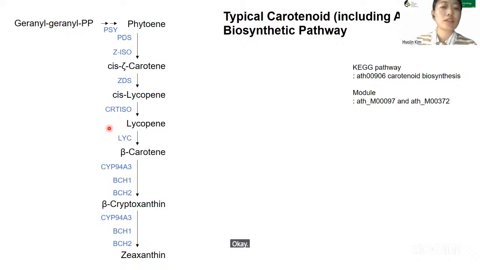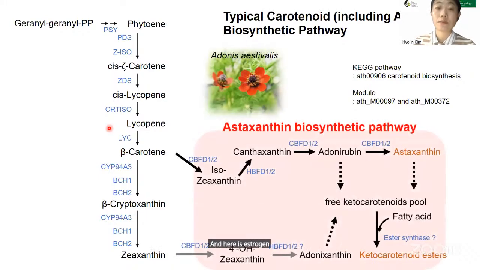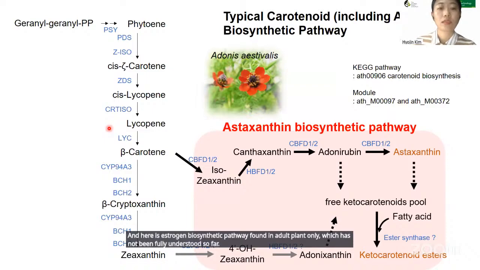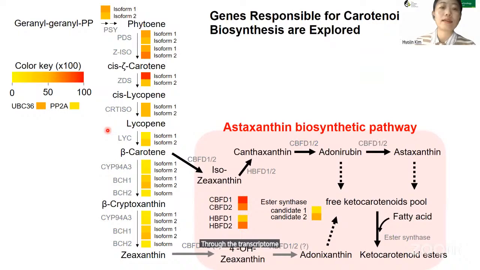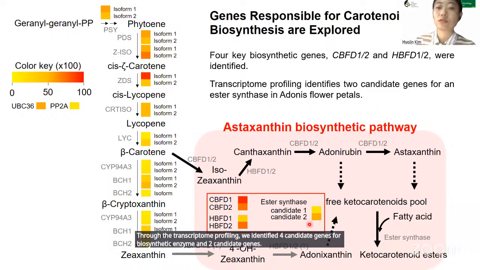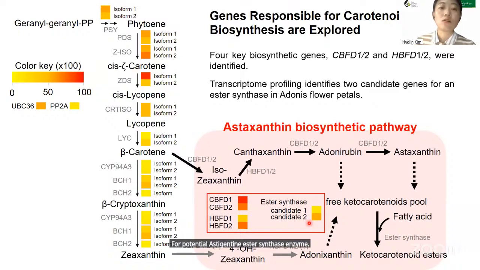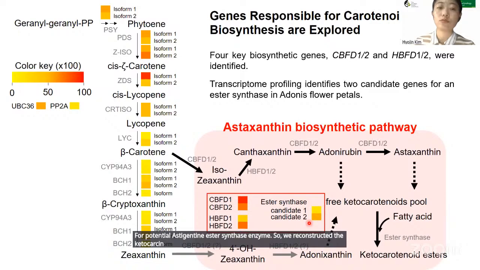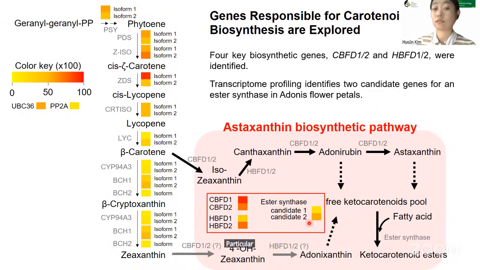Okay, this is the general carotenoid biosynthetic pathway found in common plants. And here is the astaxanthin biosynthetic pathway found in Adonis plant only, which has not been fully understood so far. Through transcriptome profiling, we identified 4 candidate genes for biosynthetic enzymes and 2 candidate genes for potential astaxanthin ester synthase enzyme. So we reconstructed the keto-carotenoid pathway modules to understand the enzymatic rules and identify missing components, particularly astaxanthin ester synthase. This became an essential component in DBTL cycle 2.